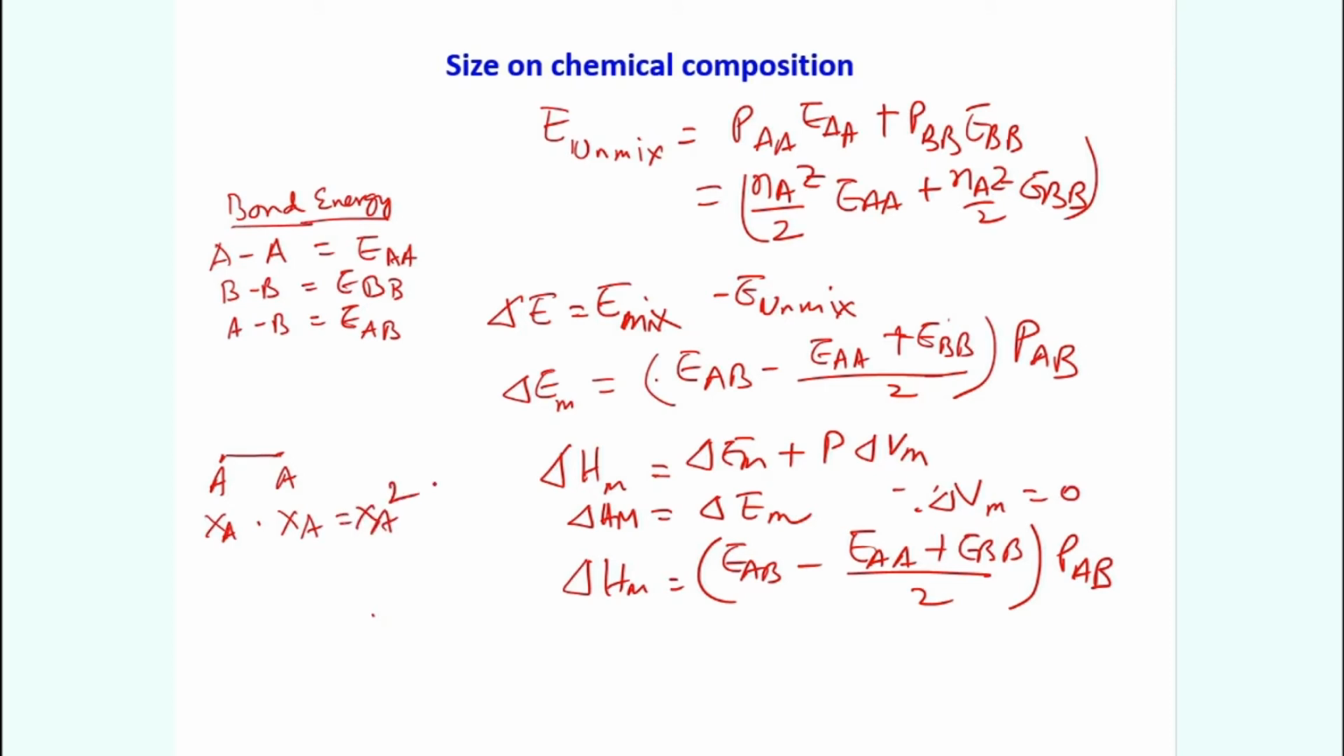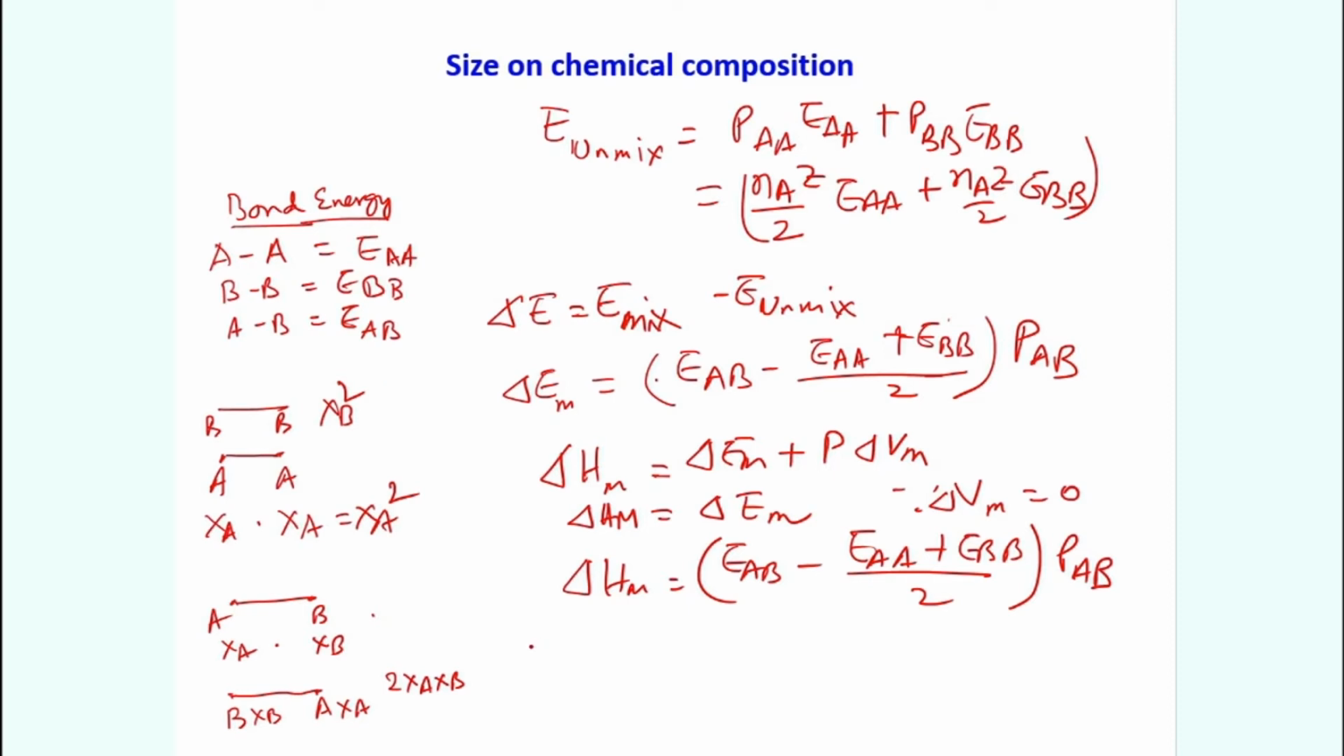The same thing is true for B. Now the probability of finding an A atom here and then a B atom there is X_A and X_B. But you can also have the situation of finding a B atom here, then an A atom there. The bond is the same, an AB bond. So that is also X_B into X_A. Therefore, the probability of finding an AB bond is 2 into X_A and X_B. But the probability of finding an AA bond is X_A square, and a BB bond is X_B square.